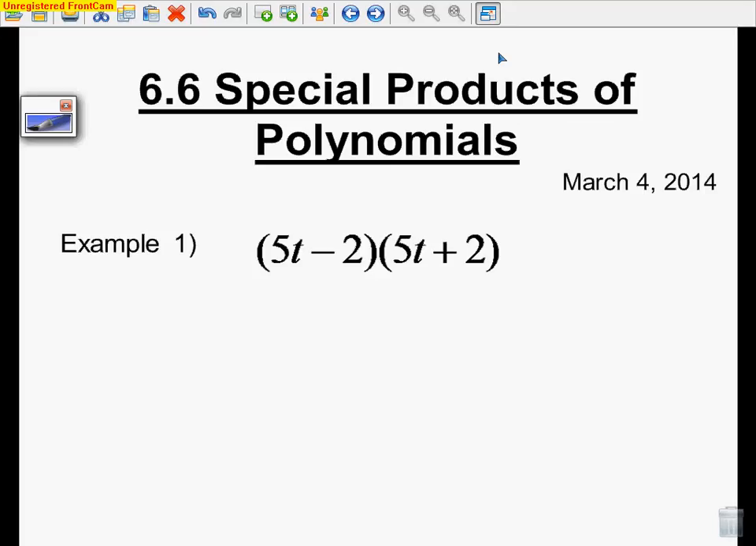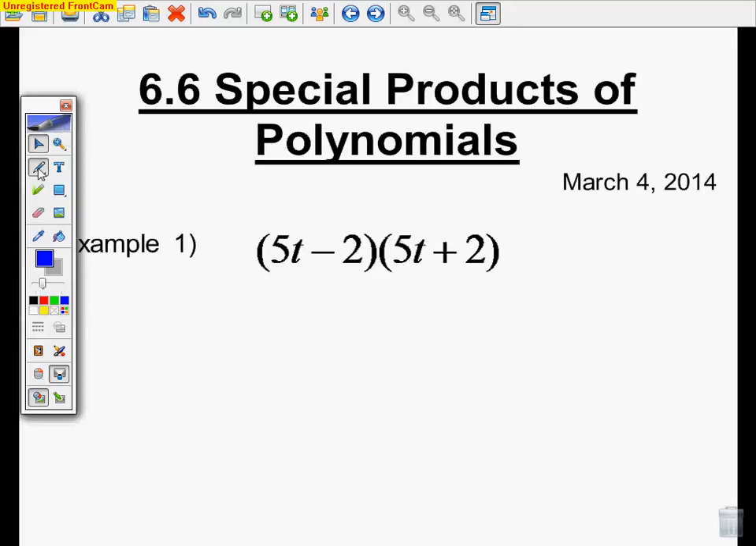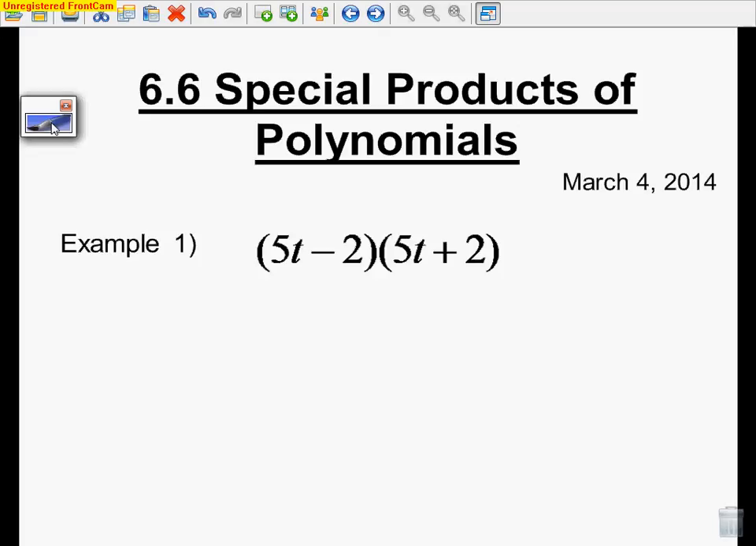Now, this section goes really well with section 6.5, which really all we did was FOIL, or use the distributive property. Well, we're going to do the same thing here. This problem, you already know how to do. However, the answer is going to come out in a way that we can actually skip some steps.